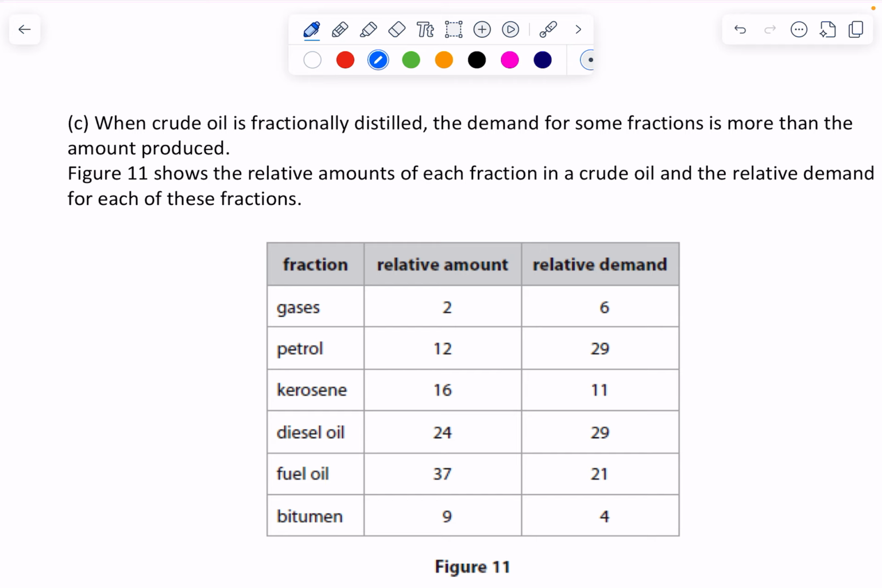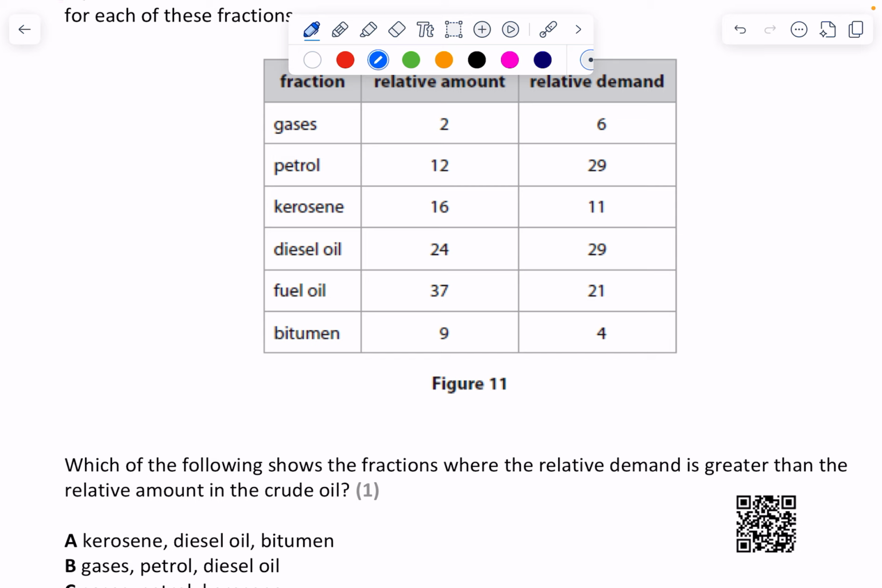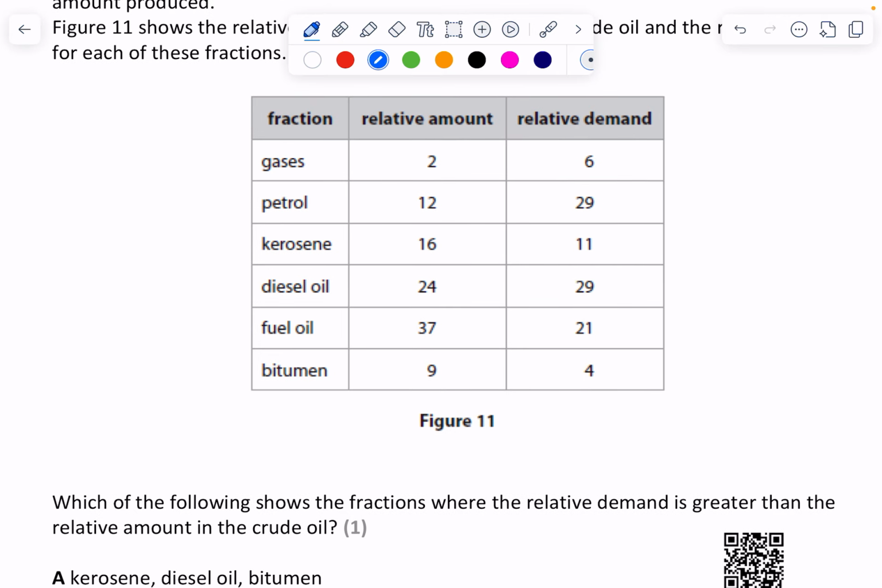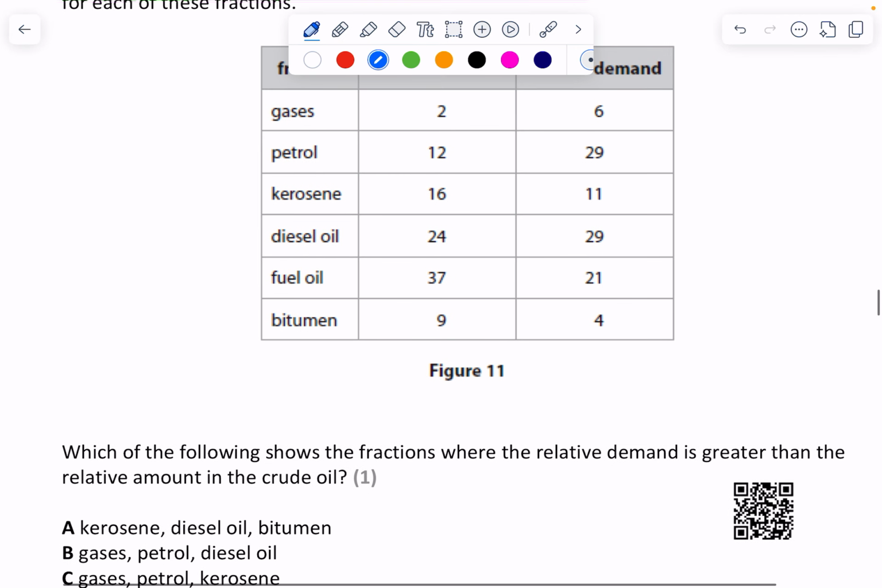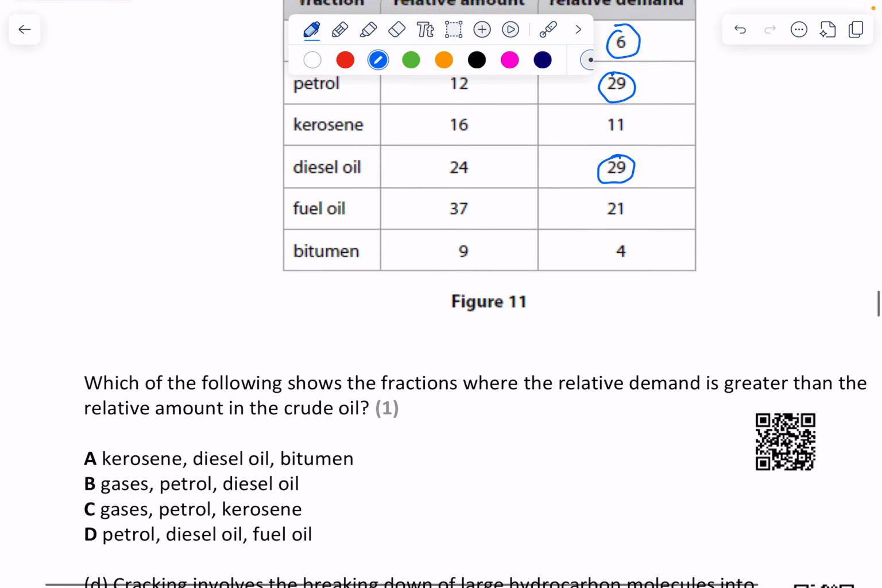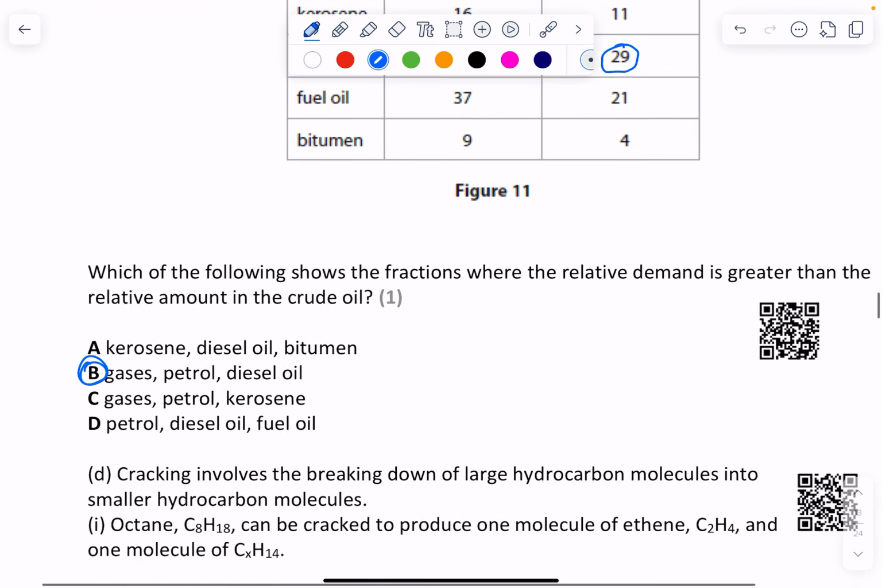Carrying on, here we've got some relative amounts and demands for those different fractions, and it says which of the following shows the fraction where the relative demand is greater than the relative amount in the crude oil. So which one shows the relative demand is greater than the relative amount in the crude oil? So we have a quick look at this. The demand there is greater, and the demand there is greater, and we've got a greater demand there. So we've got 3, and hopefully that matches one of the options. So we've got gas, petrol and diesel, which is the only option, that one there.